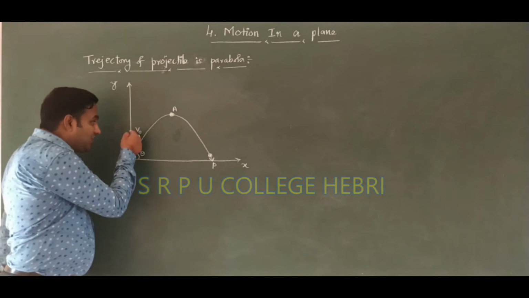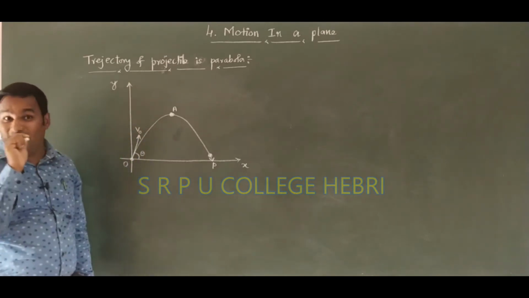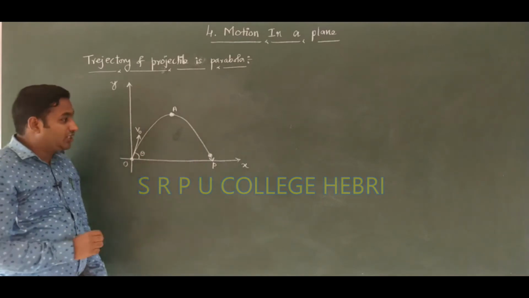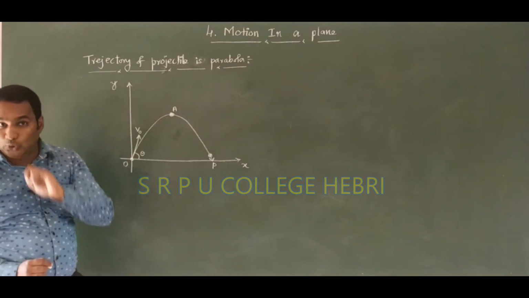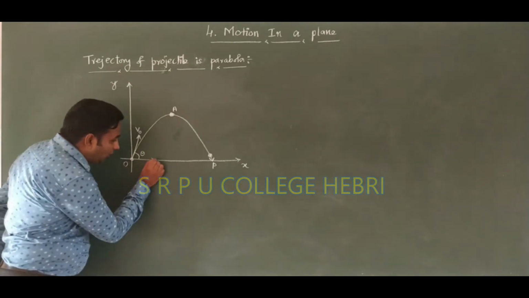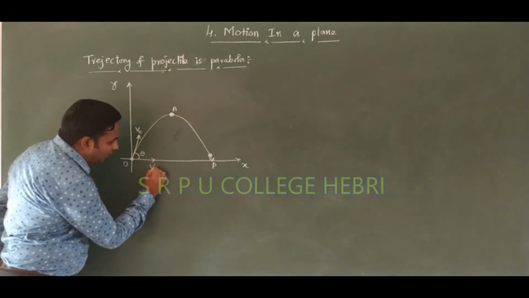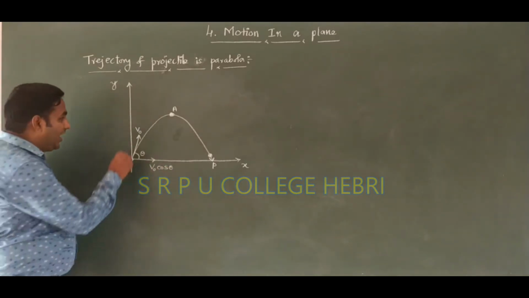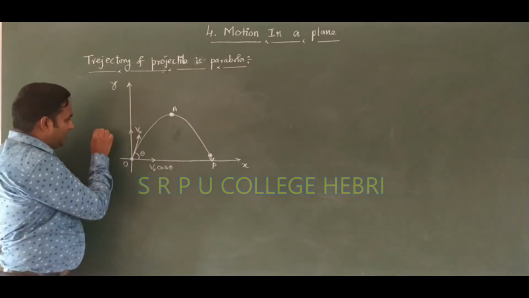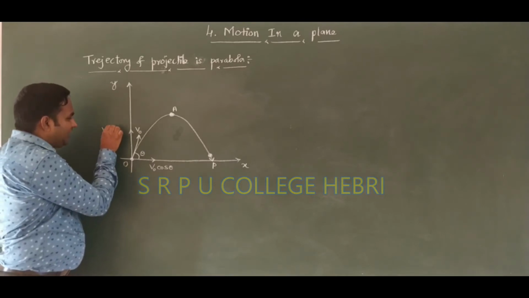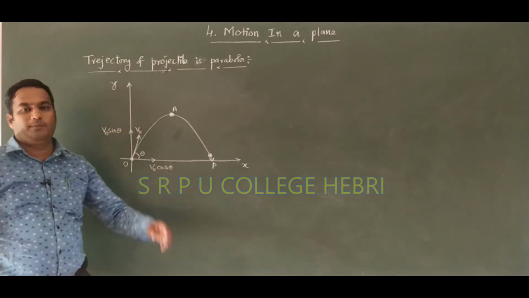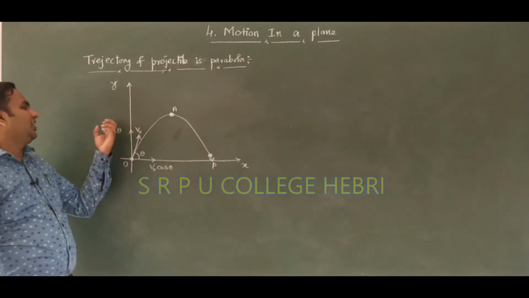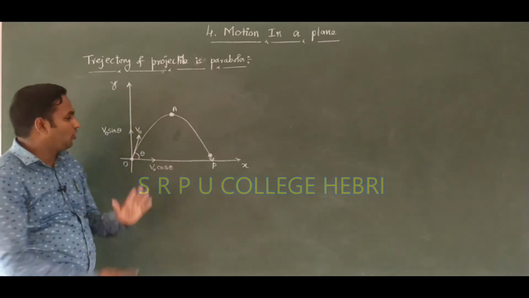And this initial velocity V0 is the vector term. It makes an angle theta with the x-axis and is resolved into how many components? Two components. Horizontal component is V0 cos theta, and vertical component is V naught sine theta, that we already learned. There are two important components: one is V naught cos theta and the other is V naught sine theta.